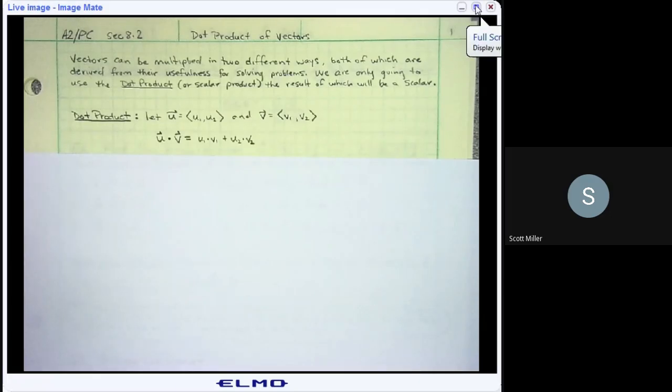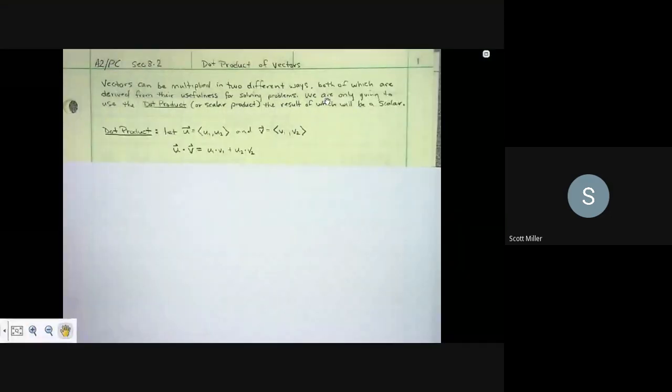So today we're going to do section 8.2, the dot product of a vector. Vectors can be multiplied in two different ways, both of which are derived from their usefulness for solving problems. We are only going to be using the dot product, or scalar product. The answer to a dot product is a number, it's a scalar. The other one you might do at some later date, in some future class, but we will not do the other product in here.